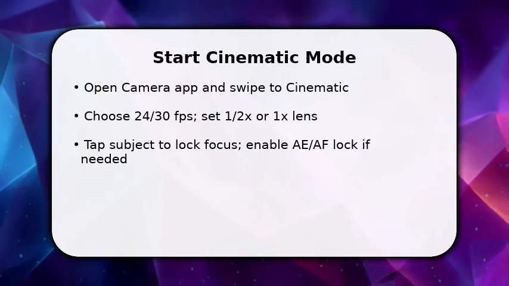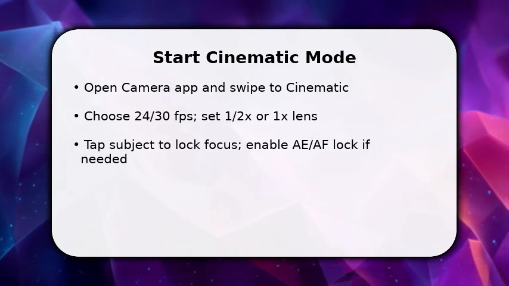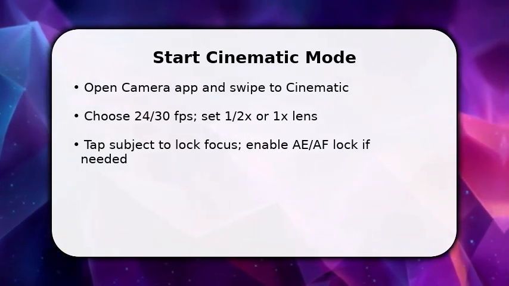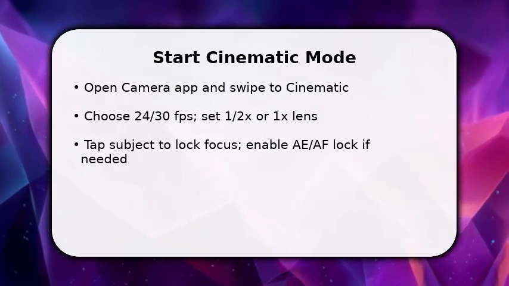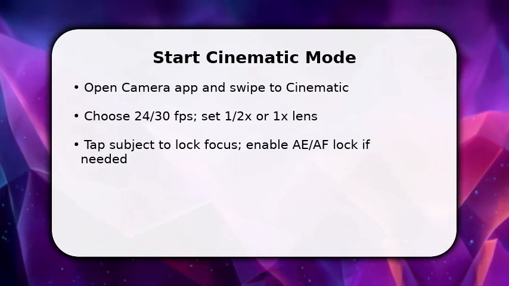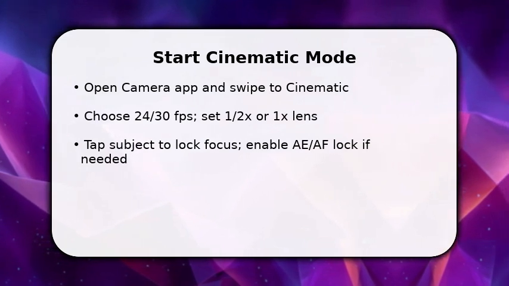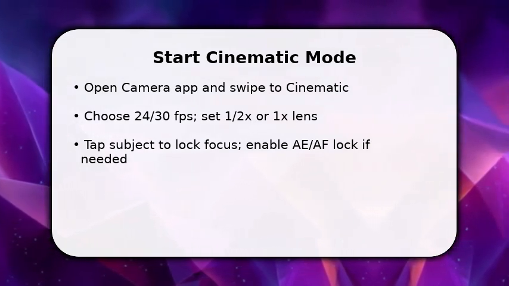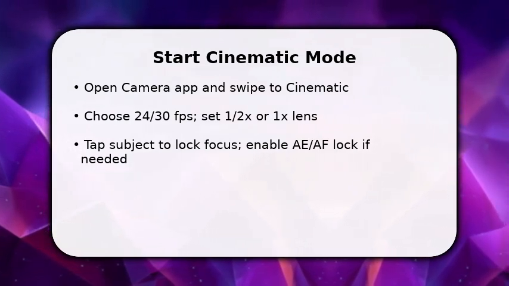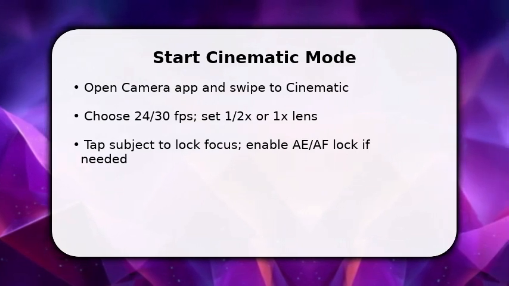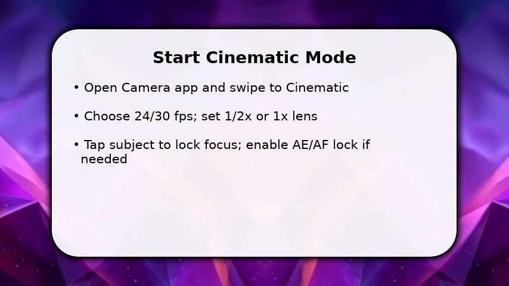You're starting with the essentials. Open the camera app and switch to cinematic mode right away. Select your frame rate, 24 for filmic motion or 30 for smoother action, and pick the lens, 1/2x for wider, 1x for standard. Tap the main subject to establish focus. Once done, hold to engage AE/AF lock so exposure won't jump. Make sure live HDR is off if you want consistent grading later. And position the subject with some depth between foreground and back.